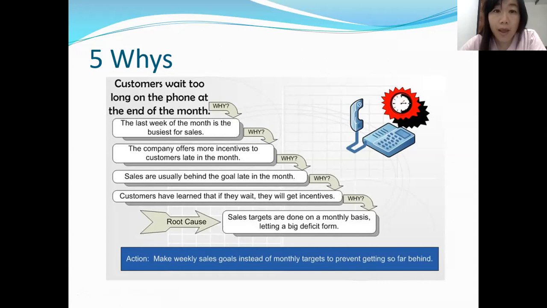So after asking why several times and getting the cause, we can make the action plan. The action here is that rather than a monthly basis, we had better make weekly sales goals to prevent customers waiting too long on the phone at the end of the month.